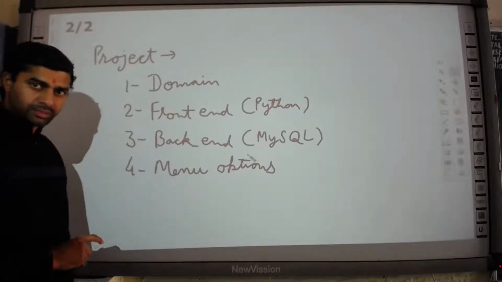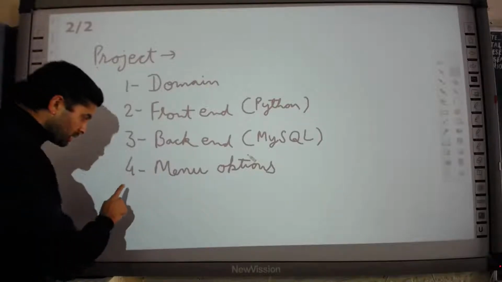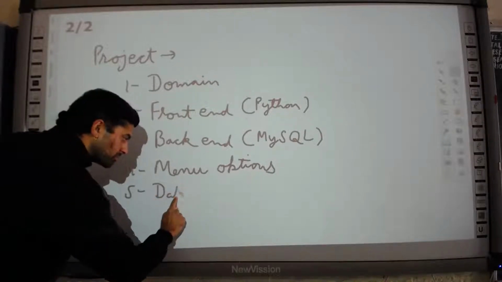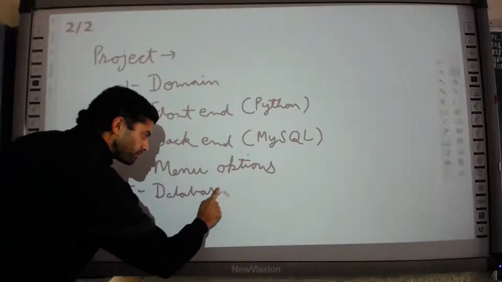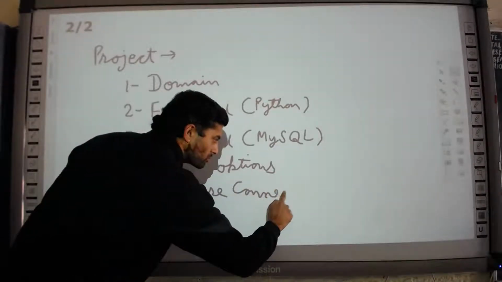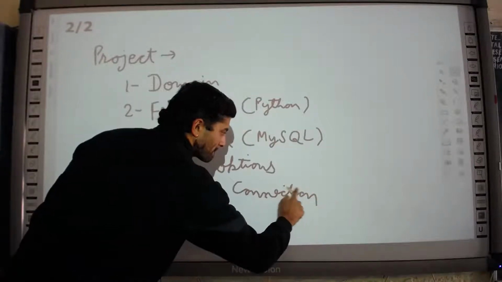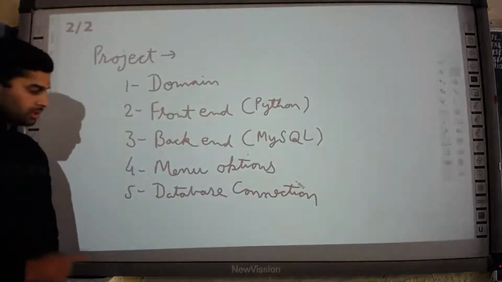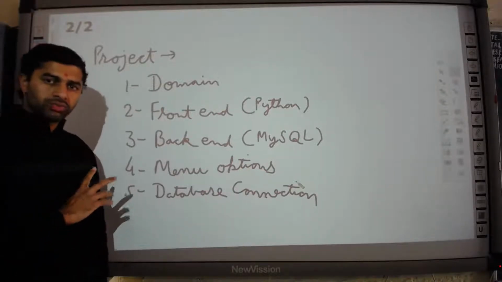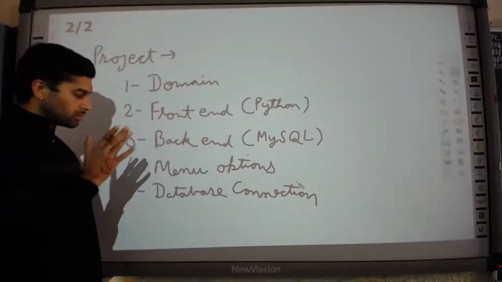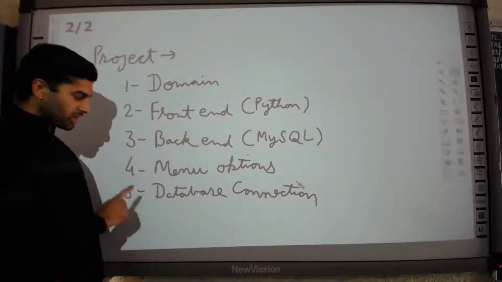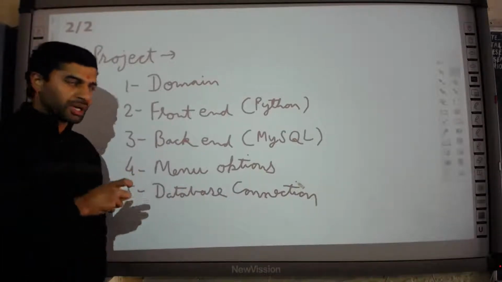After you have decided the menu options, the next step is database connectivity. At the beginning of your project development, you first try to connect your database successfully with your Python project. This is a very important step. This is the beginning of the coding part.